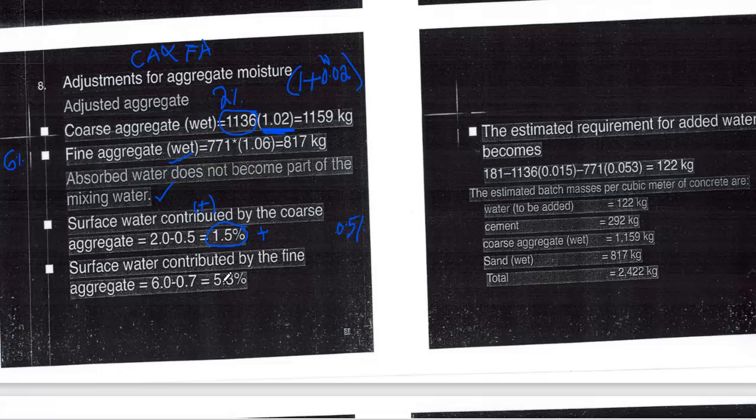Similarly, surface water is contributed by the fine aggregate only. 0.7% will be absorbed, but it will give 6%. 6% will be given to the mixing, 0.7% will be absorbed. So if you do the difference, 5.3% will contribute. Do you understand?